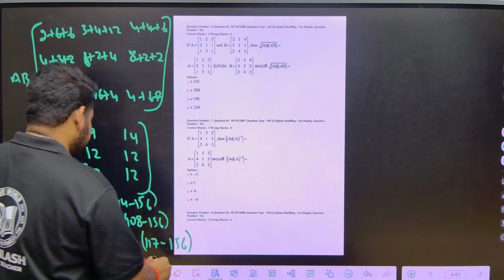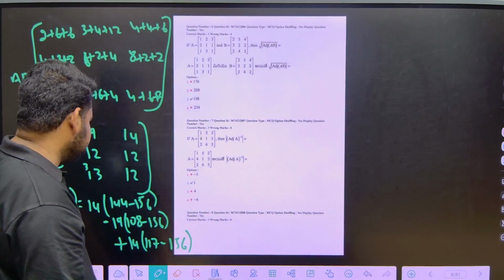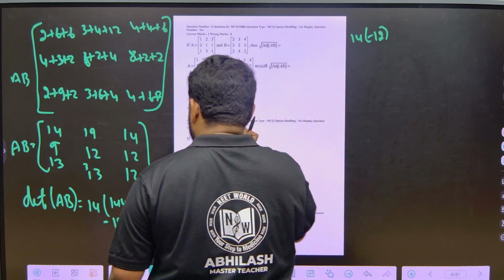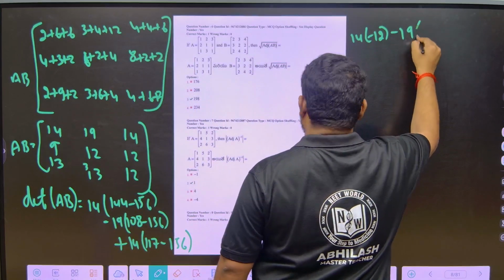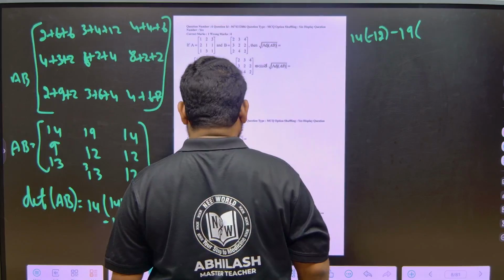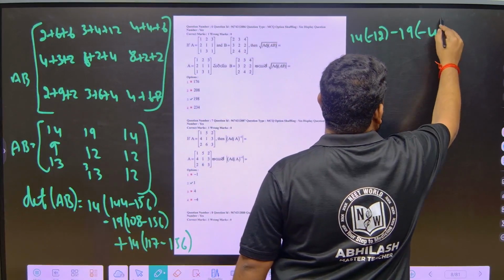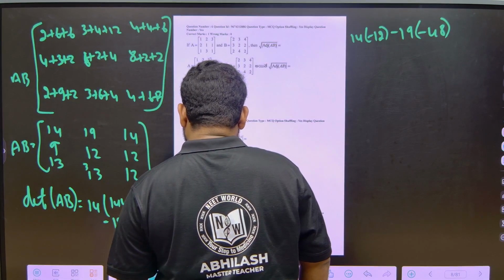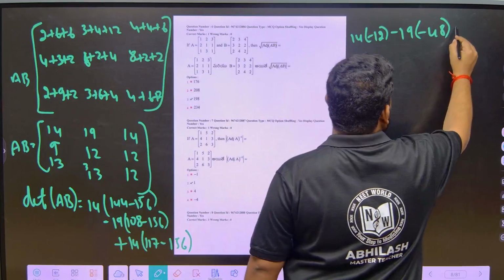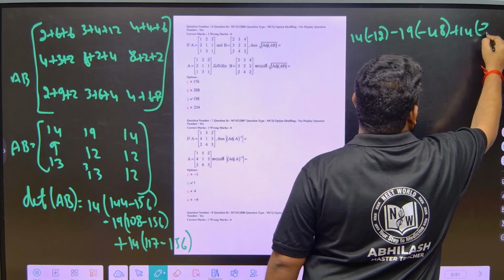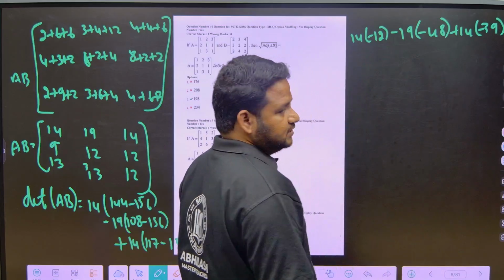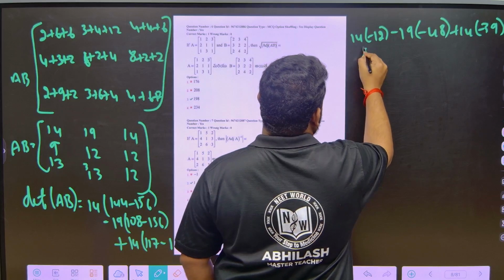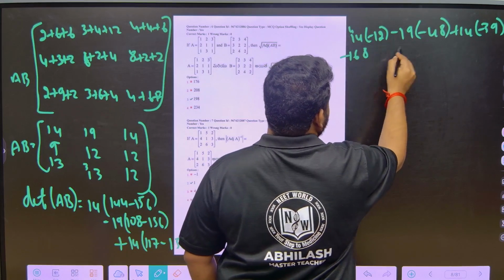Now, if I simplify this, 144 minus 156 is minus 12. So 14 into minus 12, minus 19 into 108 minus 156. This is minus 48. Next, 117 minus 36 is 39, plus 14 into minus 39. So 12 into 4 is 48, 12 times 1 is 12, so 168. Minus 168 will be plus.